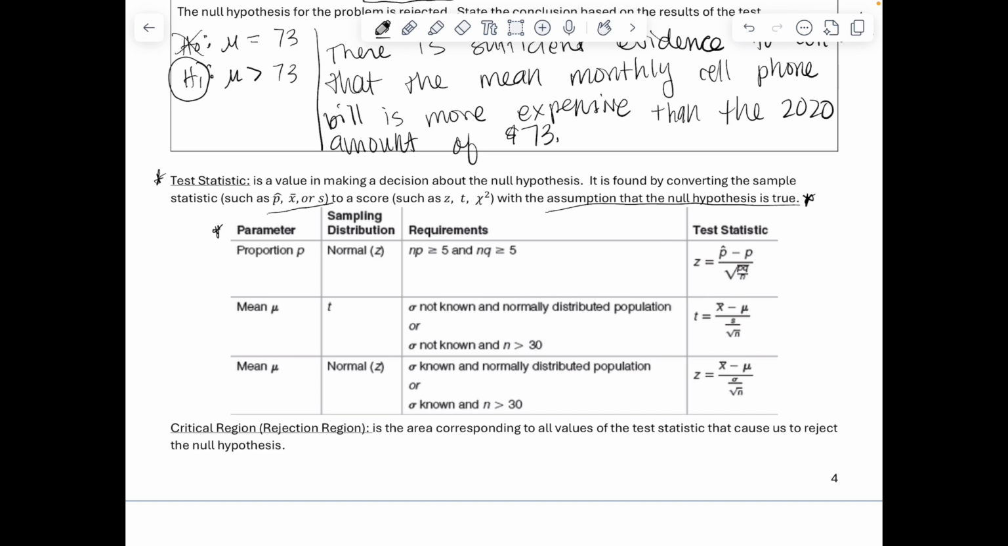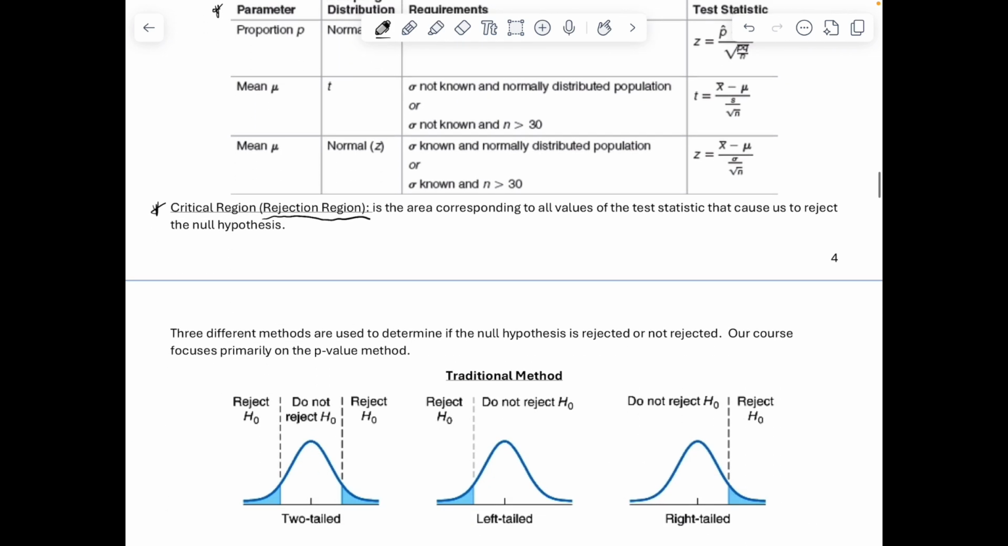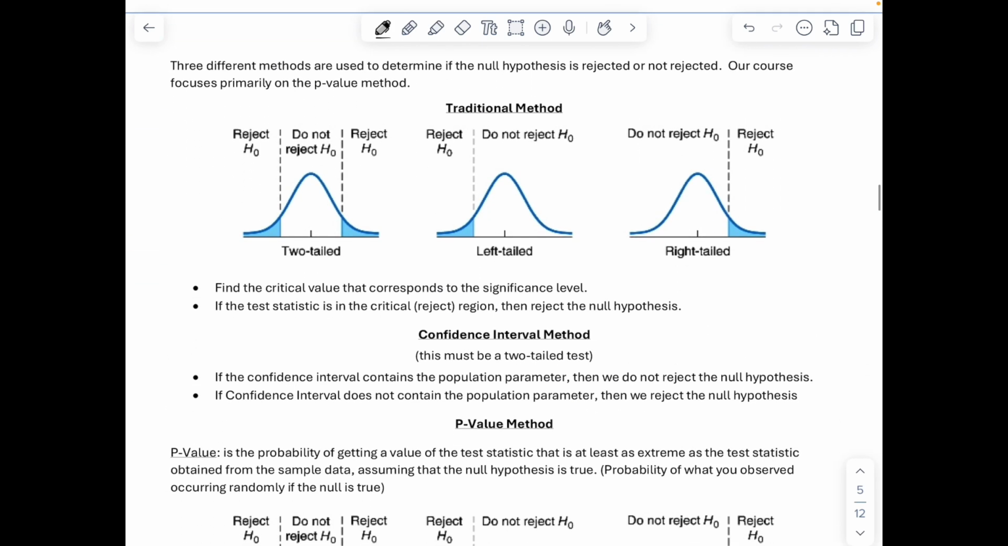Luckily for us, we use our calculator, so many of these things that we are requiring with formulas will actually be easily calculated. Right below this, we have what's called a critical region, or in other words, a rejection region. It says this is the area corresponding to all values of the test statistic that cause us to reject the null hypothesis. So at the top of the next page, there are 3 different methods to determine if the null hypothesis is rejected or not rejected. It says our course is going to primarily focus on our p-value method, so definitely make a note of that.